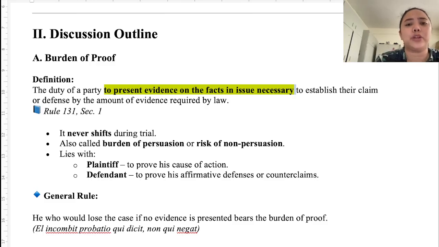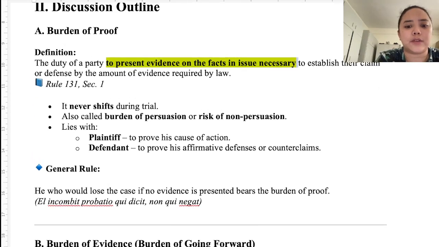Okay? Who has the responsibility for the burden of proof? The plaintiff has the burden of proof to prove his cause of action. The defendant, on the other hand, must prove his affirmative defenses or counterclaims. Okay. General rule, he who would lose the case if no evidence is presented bears the burden of proof. Very simple. Whichever of the two parties would lose if they have no evidence is said to have the burden of proof.